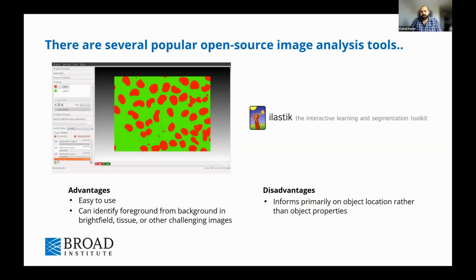But the disadvantage of the software is that it informs primarily on object location, and it doesn't quite allow you to measure object properties. So you'd have to link it up with another software that you can then use the segmentation of this in order to measure your parameters afterwards.